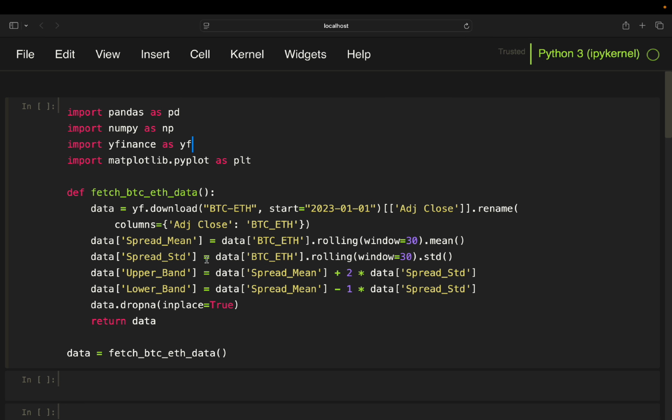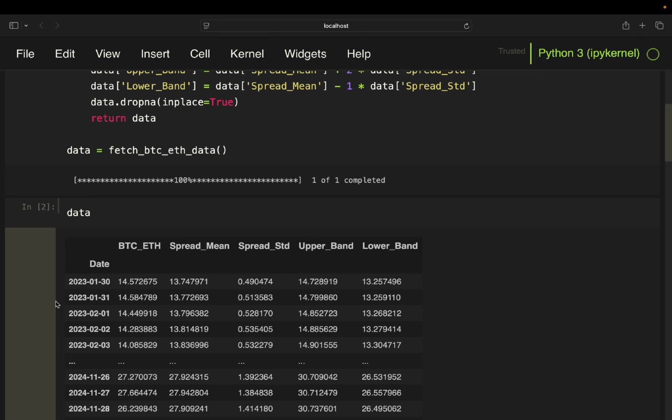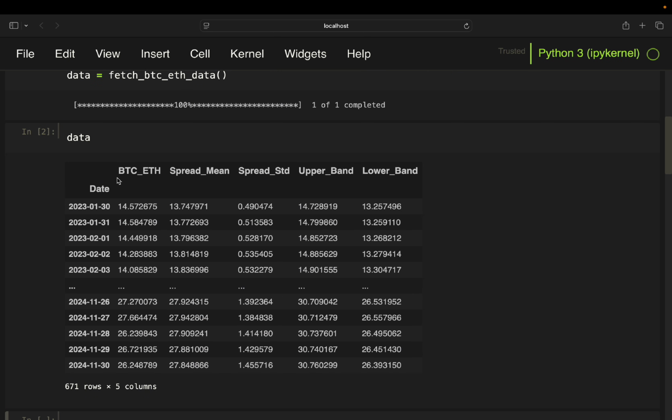In the next step, I'm simply calling the function fetch BTC ETH data. So let's see what we are coming up with here. The data is looking like this. The BTC ETH column is simply the relation BTC ETH. So how can you read that? You were getting 14.57 ETH for one Bitcoin in January 2023, and today you're getting 26 ETH for one BTC. So as you saw in the chart in the very beginning, the spread has distinctly increased.